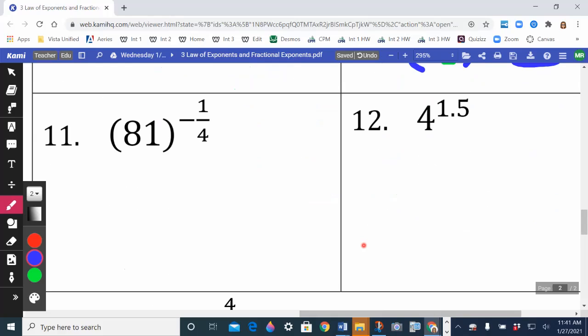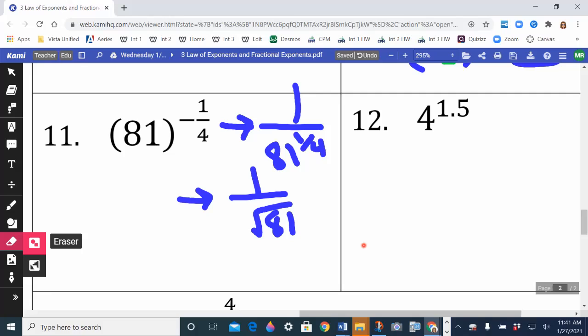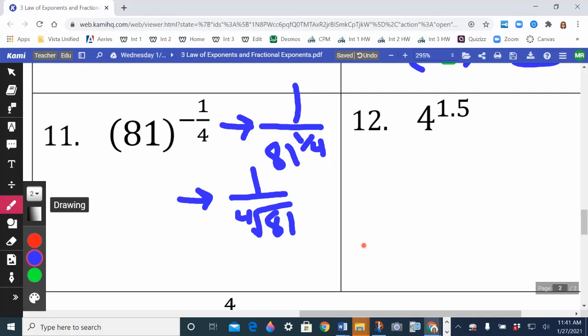Okay, on this one, you can think about this as 1 over 81 to the 1/4 first off, because of that negative exponent. And then what I'm doing is I'm going to take the 4th root of 81. Let me write that 4 in front, a little smaller. You want to be careful when you're writing your index that you don't make it look like a number multiplying in front. So I'm taking the 4th root of 81, and the 4th root of 81 is 3. So this is 1/3.